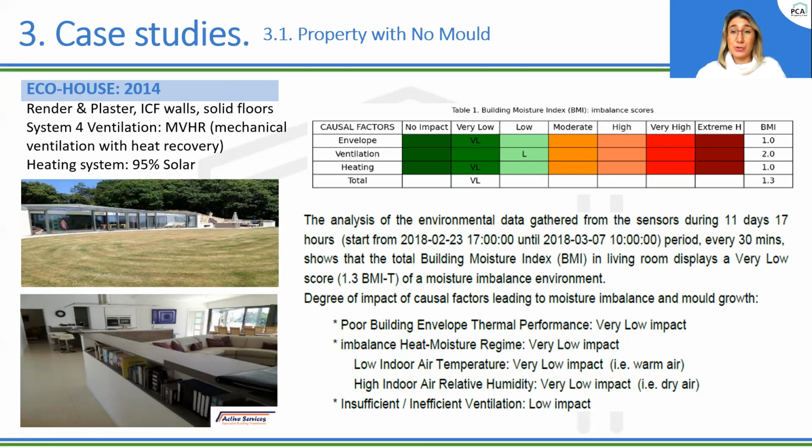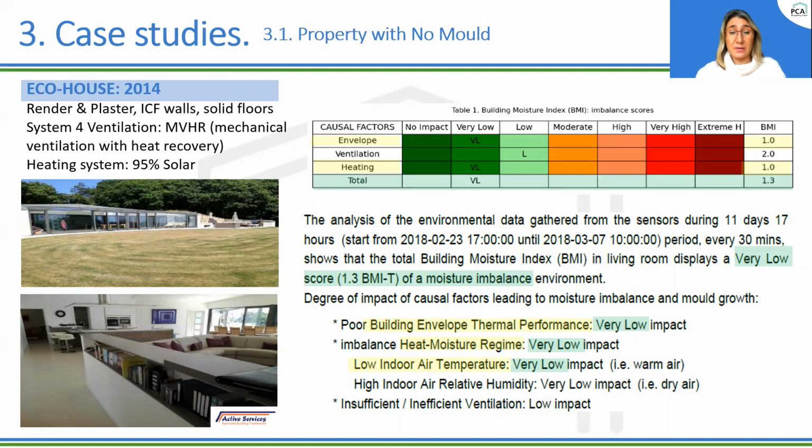So here we have a very low moisture imbalance on this property of 1.3. And the influence of having a poor building envelope thermal performance causing moisture imbalance is very low. Then the influence of having an inadequate heat moisture regime causing moisture imbalance is also very low. The influence of having a low indoor temperature to moisture imbalance is very low.